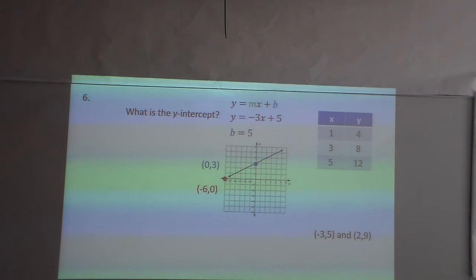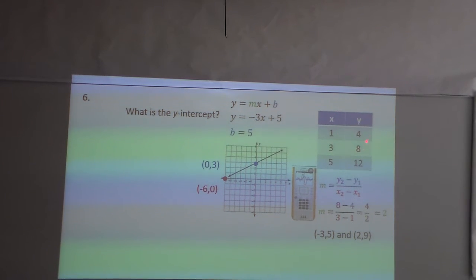Basically, I'm going to do what I did before. I have to find the slope of this problem, which is, if you watched one of my previous videos, I took the y value here, 8 minus the 4, and got 4. And because I started with this 8, I have to start with that 3. 3 minus the 1 is 2. 4 divided by 2 is 2. So the slope is 2.